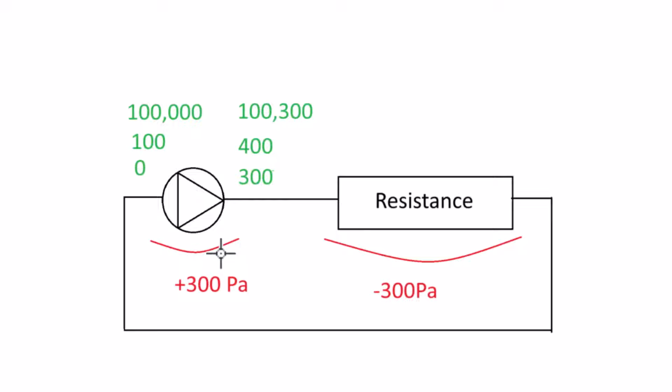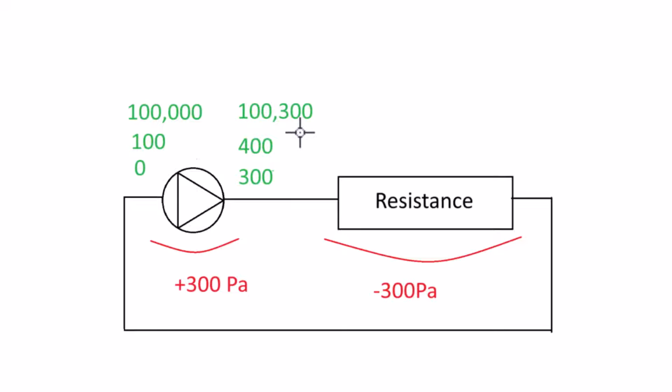But the pump is a differential pressure source, and basically the pump does not care about the inlet pressure. If the inlet pressure of the pump is equal to 0 pressure gauge, then the pump is going to add 300 and its outlet is going to be 300 pascals. If the inlet is 100 pascals, then the pump outlet is going to be 400 pascals. And if the inlet is 100,000 pascals, the outlet is going to be 100,300 pascals.